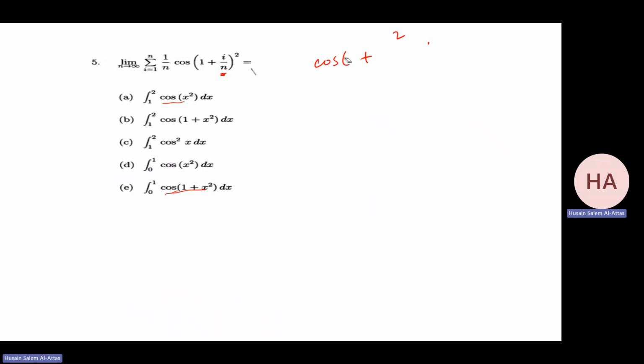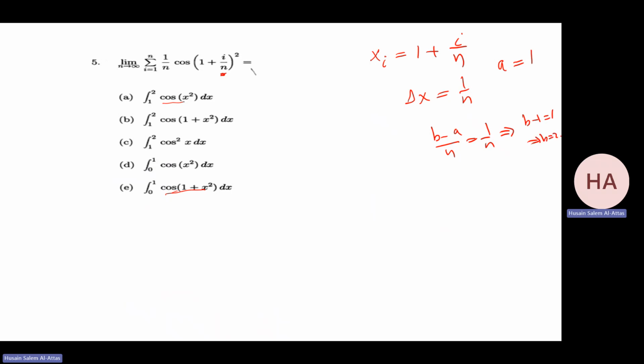Okay? Everything is square. So for sure, I will put my xi, 1 plus i over n. I hope you understand it. Now, delta x is 1 over n, and my a is 1. And b minus a over n is 1 over n. So b minus 1 equals 1, so b equals 2. So I have the integral from 1 to 2. This is delta x, and this is xi. So it will be cosine x squared dx. That's my answer.